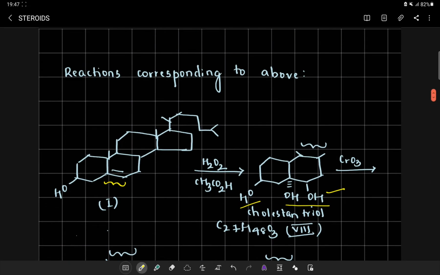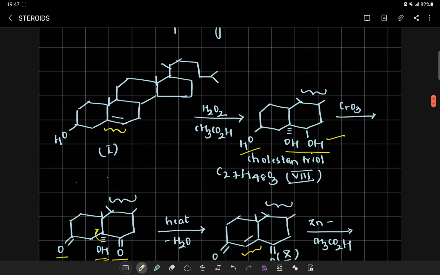So the conclusions with respect to these reactions would be: the conversion of 1 to 8 represents the hydroxylation of the double bond. Conversion of 1 to 8. Now this shows that the double bond is undergoing a hydroxylation reaction.